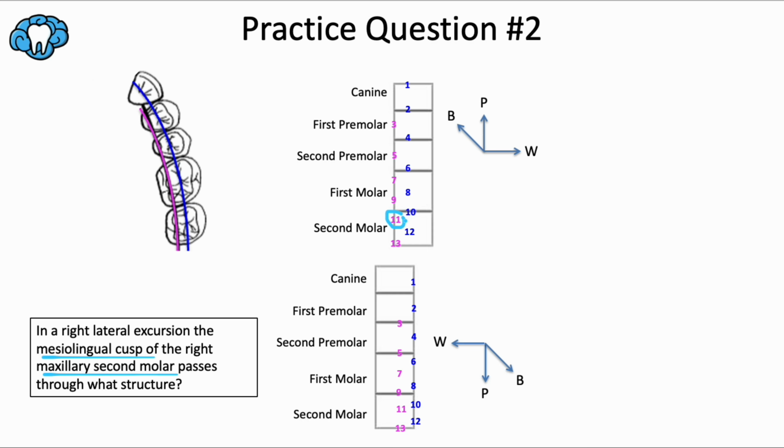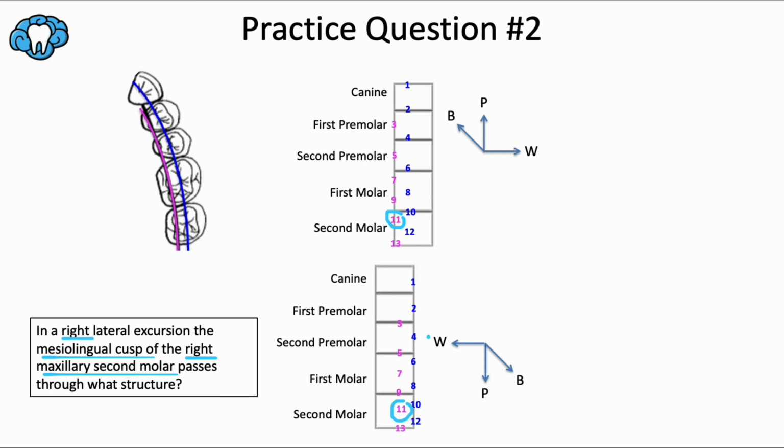Step number 2, find where it occludes in the opposing arch. That's going to be contact point number 11 in the lower arch. And that corresponds to the central fossa of the mandibular second molar. And then we circle it. Step number 3 is determine the movement. Because we are moving to the right, and this is the right side, you already know what I'm going to say. The side matches the movement direction, so this is a working movement.